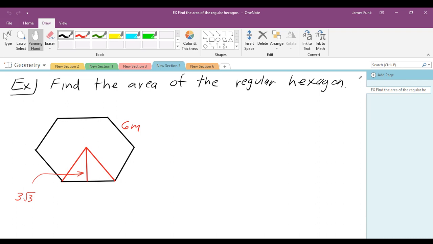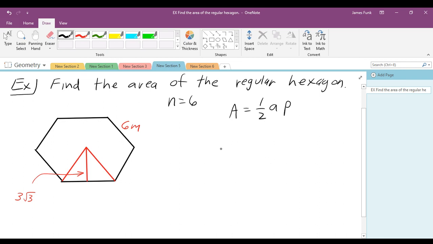Okay, so this example says find the area of the regular hexagon. It's supposed to be regular. It doesn't really look like that, but it is. So the regular hexagon, so the number of sides is 6. Okay, so we have our formula now, which is really helpful to us. The area of a regular polygon is 1/2 times apothem times perimeter. We're going to get it as an exact answer and also as a decimal.